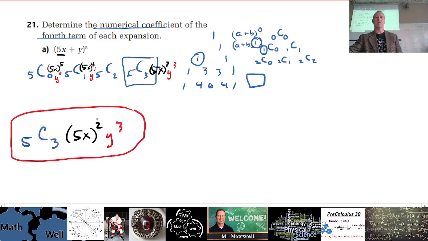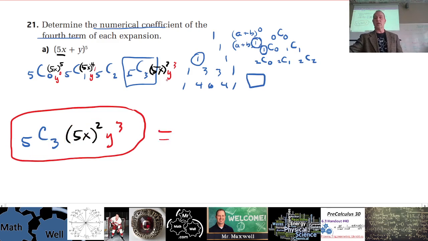When I simplify this out, expand it out, the numerical coefficient is actually going to be part of this, 5 squared, and this. It's going to be the multiplication of those two. So I do kind of have to go beyond just the number in Pascal's triangle here.